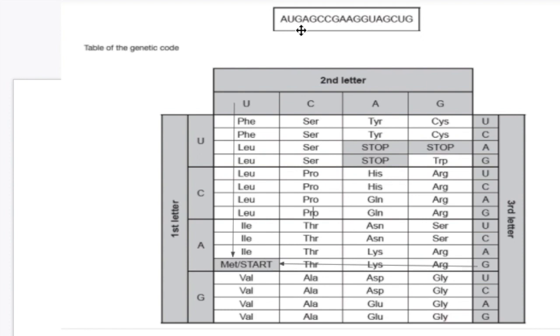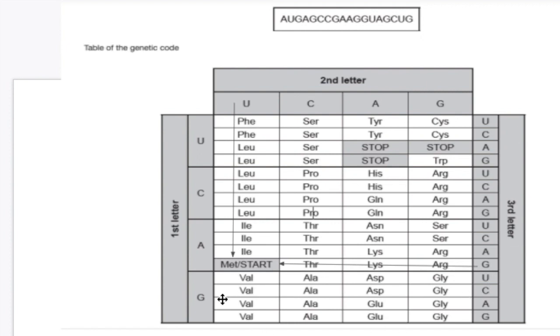Don't get confused by the fact that in translation an anticodon comes here from transfer RNA, but you're not searching for the anticodon that drags the amino acid into position. You are searching for AUG in this table here. And how do you use this table?